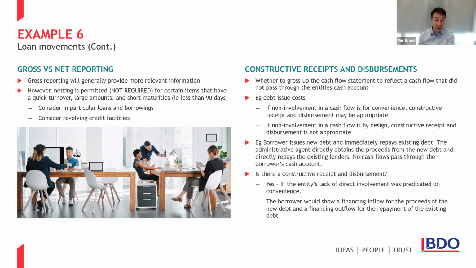In terms of the right-hand side, constructive receipts and disbursements, this is where you present cash flows in your cash flow statement, even though they didn't pass through the entity's cash account. This might happen where, for example, you've got debt issue costs being deducted from loan proceeds, or on a refinancing transaction where there's a net off of loan balances and no actual cash flows have taken place. If the entity's non-involvement in a cash flow is for convenience, constructive receipt and disbursement might be appropriate. But if the non-involvement was by design, it wouldn't be appropriate to show separate cash flow items.